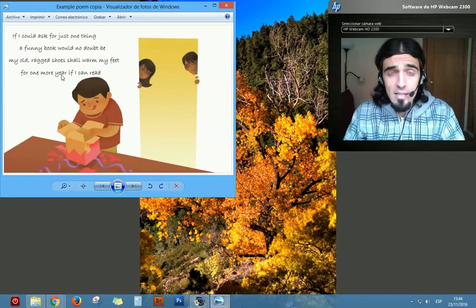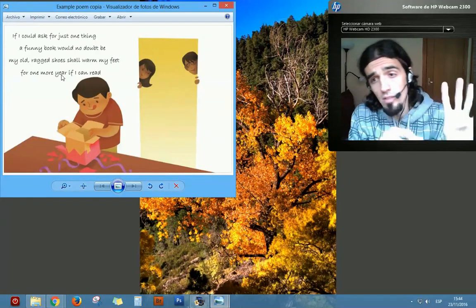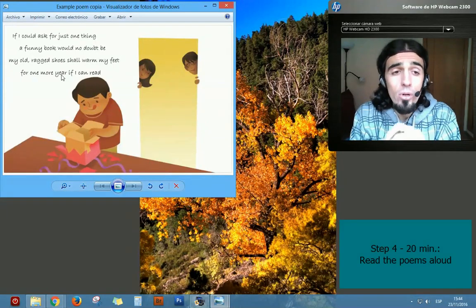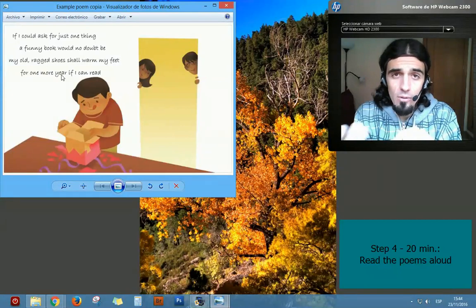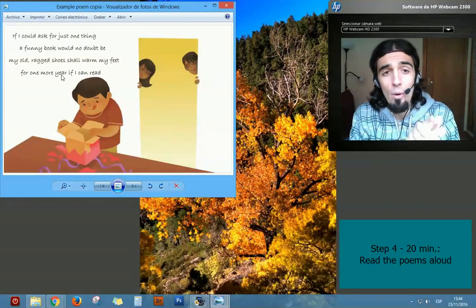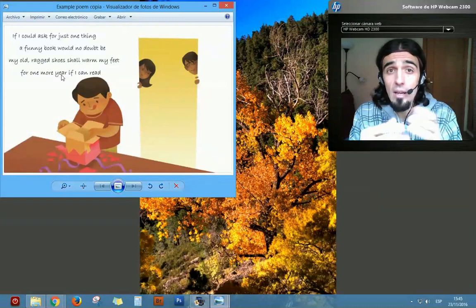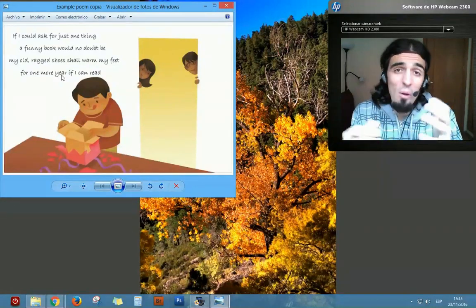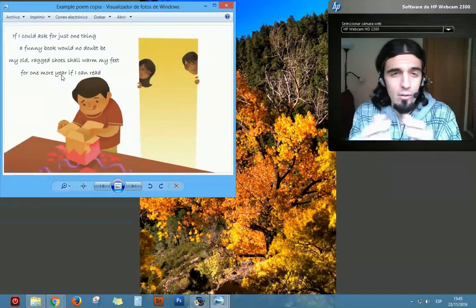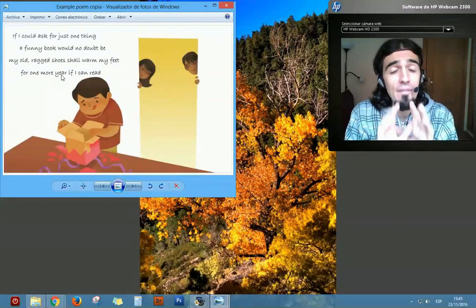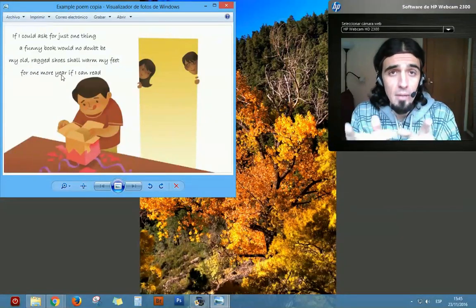When they have finished this, we go into the fourth step, and they are going to read the poems aloud. Okay, every child will read his poem. We are going to give this 20 minutes because we are thinking in a group of 20 students. So 1 minute for each poem, I think is good enough, right? And then we still have 15 more minutes to complete the 60-minute session.